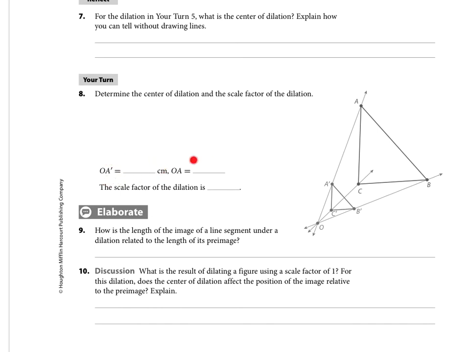O to A prime and O to A, and then getting the ratio. So they've actually done the hard work for you on that one. You didn't even have to draw any lines.